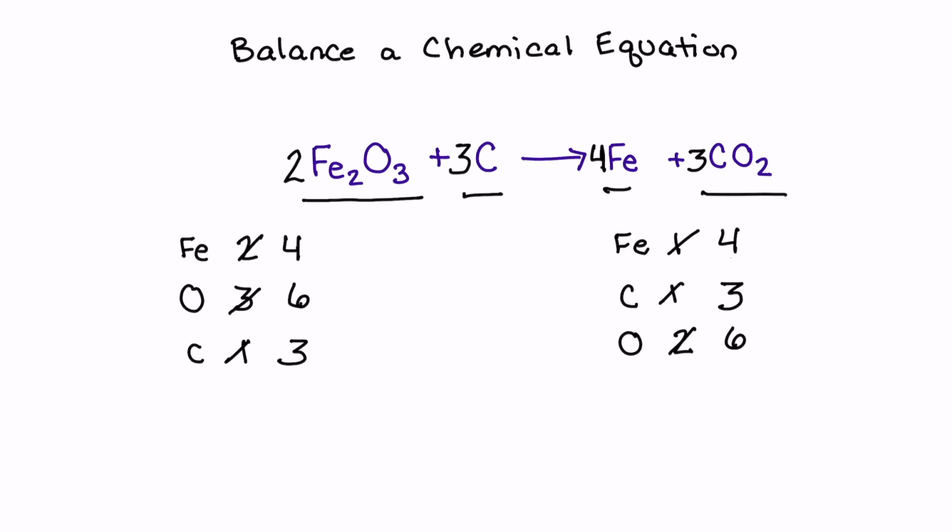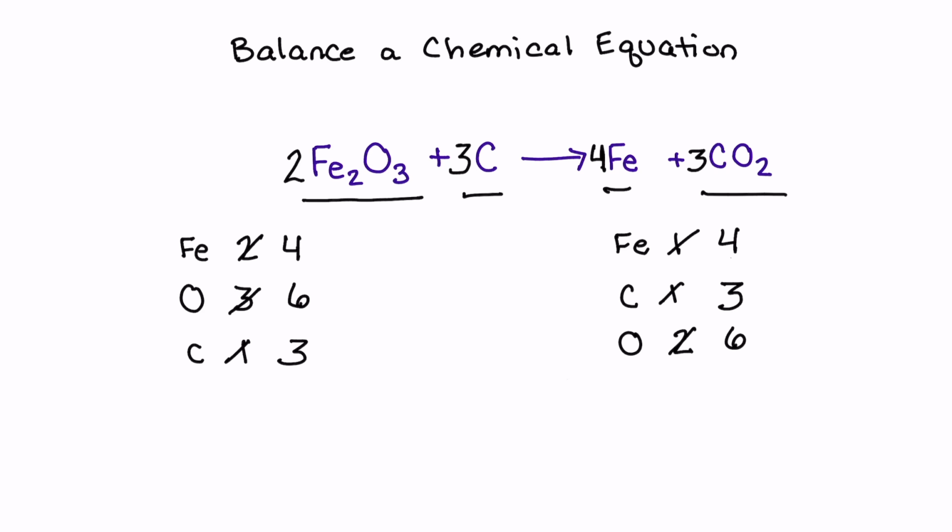And now everything balances out. I've got the same number of irons on both sides, the same number of oxygens on both sides, and the same number of carbons on both sides. That means that I have to have 2 of this molecule react with 3 of the carbon atoms. It will give me 4 iron atoms and 3 of the carbon dioxide molecules. And so this is an example of balancing a chemical equation.